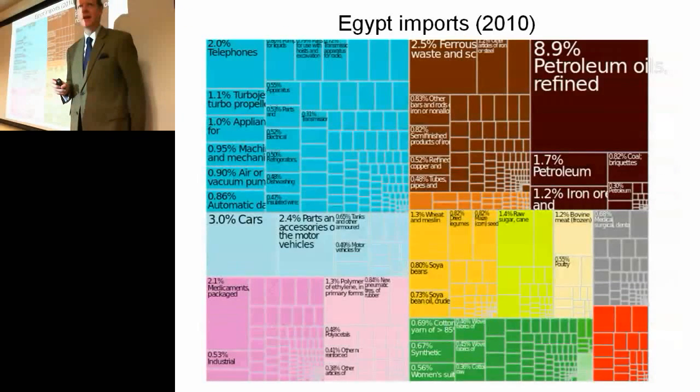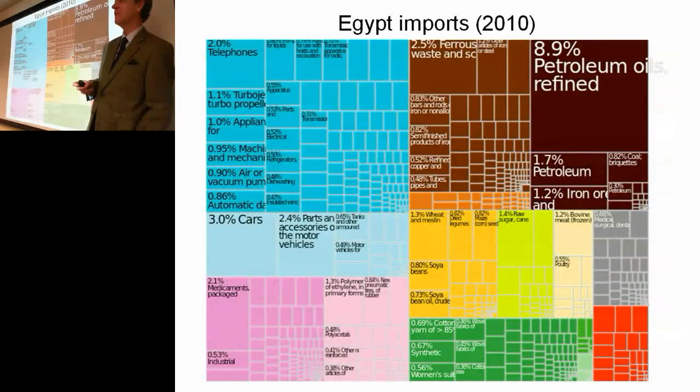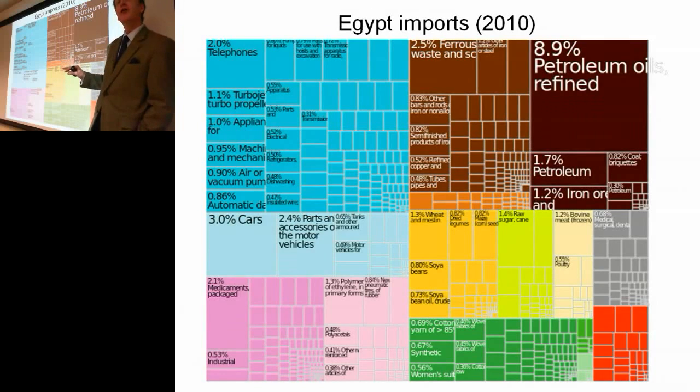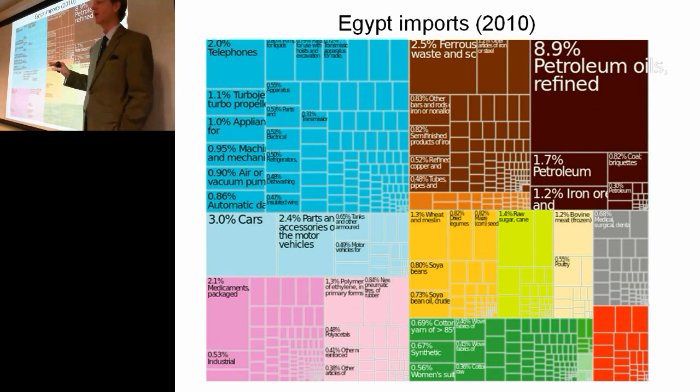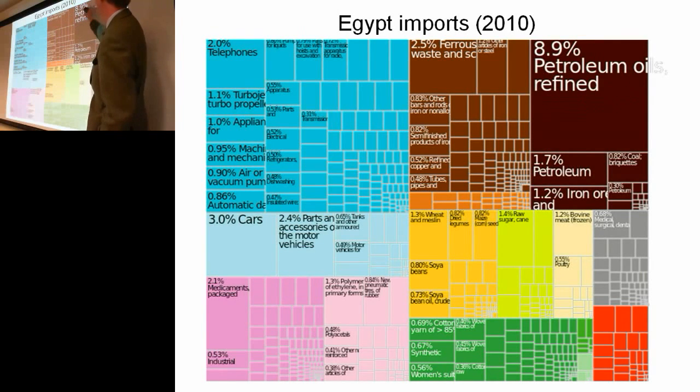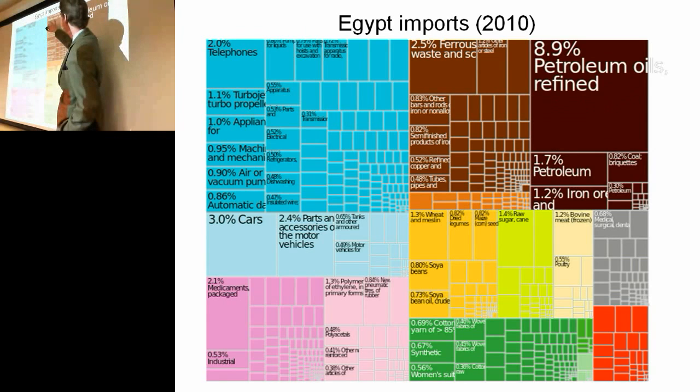Don't try and look at all of these numbers. It's an infographic, you know. It gives you a snapshot of Egyptian imports in 2010. The important thing to note is that there are lots of different colours. I hope I'm not getting too complicated for you. The darker colours, the black-brown colours here, are the petroleum sector. This is heavy industry, ferrous metals. The words are cut off.